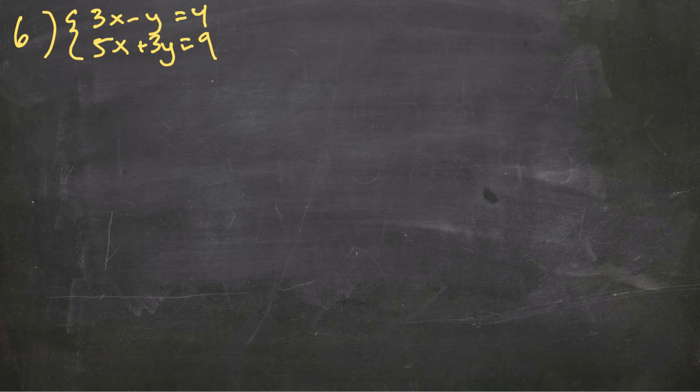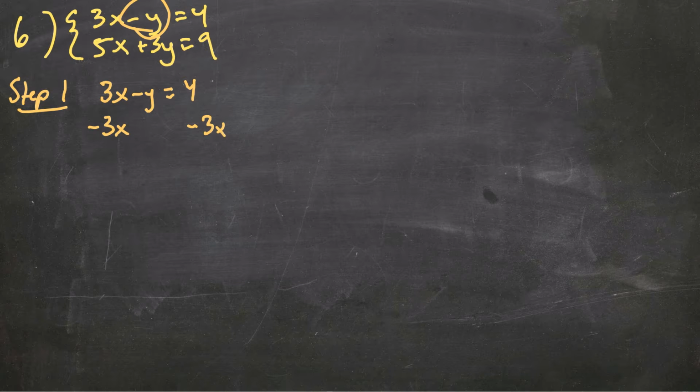All right, number 6, we have 3x minus y equals 4, 5x plus 3y equals 9. I circle the minus y. So in step 1, I have 3x minus y equals 4. I subtract 3x from both sides. I get y equals 4 minus 3x.